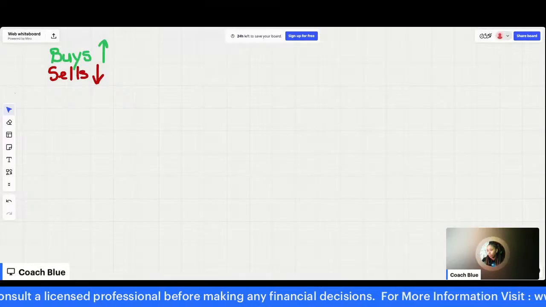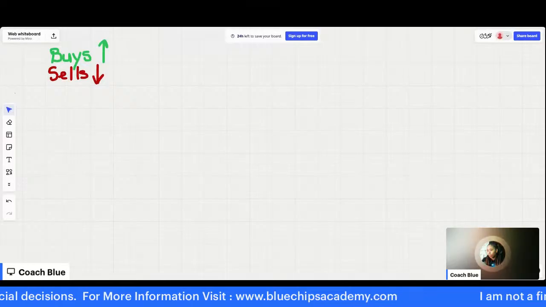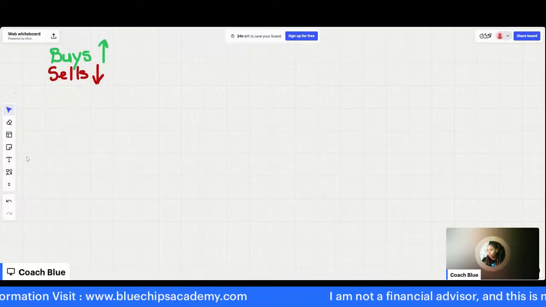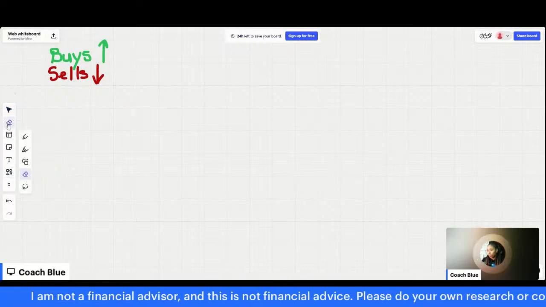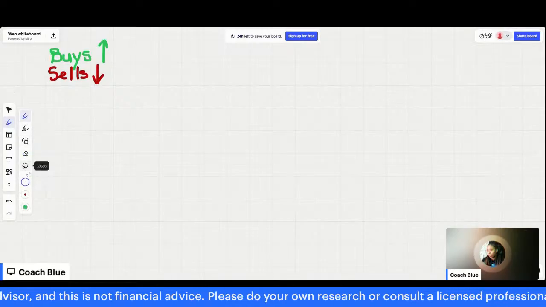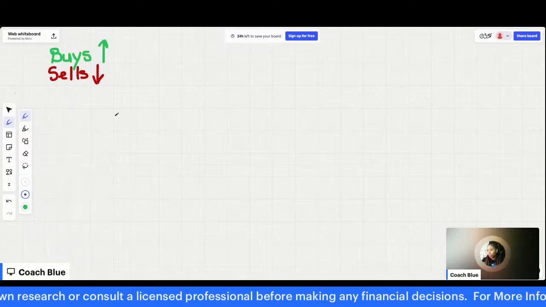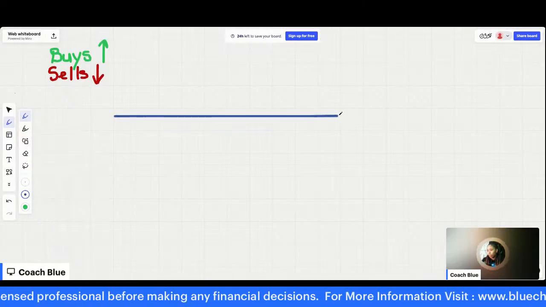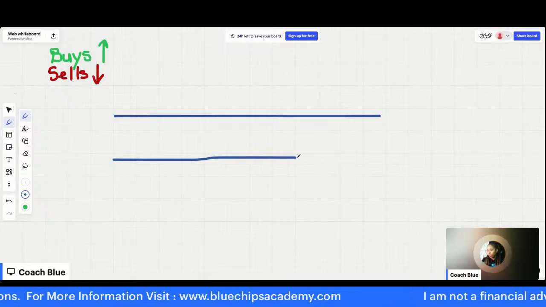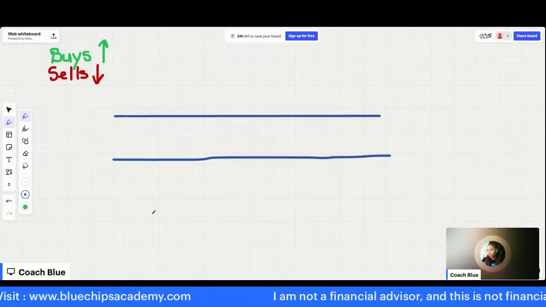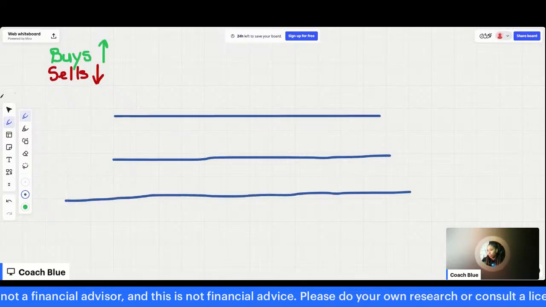Let me go back to the whiteboard. All right, so let's talk about BPC. I'll use blue as our key levels for right now. Key levels are significant areas in the market where price has maybe bought or sold at specific levels. So we'll use these three as key levels for right now.